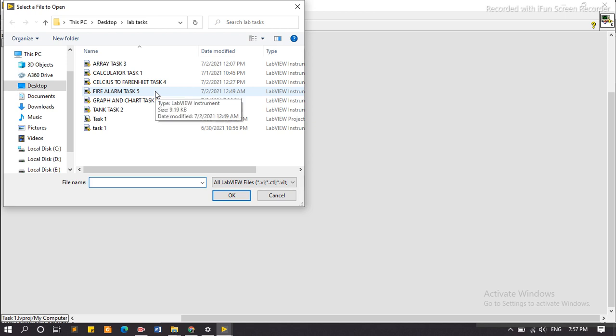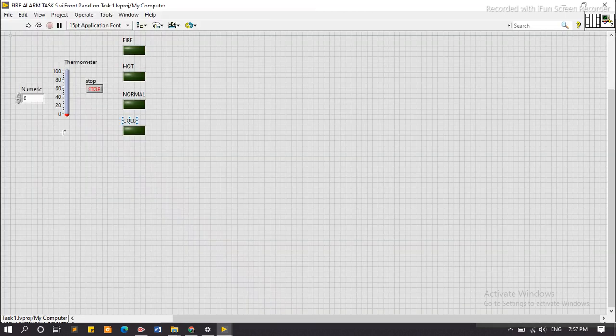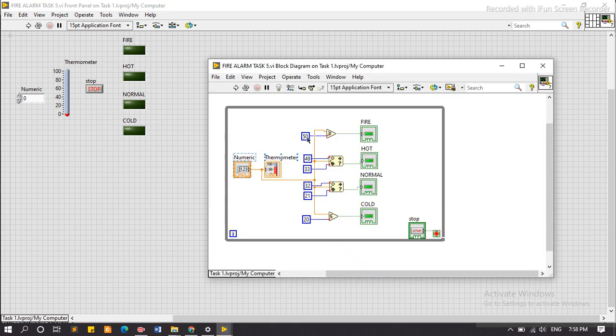Now the next task will be the fire alarm circuit. In the fire alarm circuit, we have four conditions: fire, hot, normal, and cold. We set the temperature for all of those. We can see this from the block diagram here. When the temperature is above 50, the fire indicator will be on.